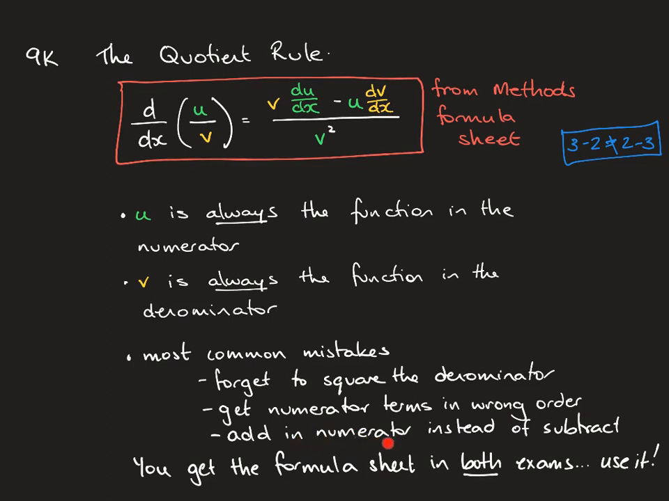And then the third most common mistake is this minus is different to what you've got. It's very close to the product rule, but it's not the product rule. And what students often do is they'll write a plus here instead of a minus. So make sure that you get the formula correct. You get the formula sheet in both exams, so it's there for you. It's in yellow, it's bright goldy yellow. Use it. Make sure you get the formula right.